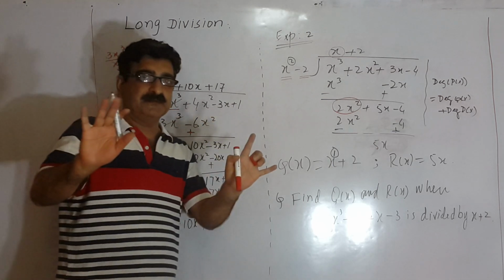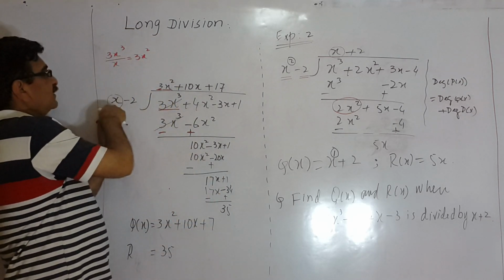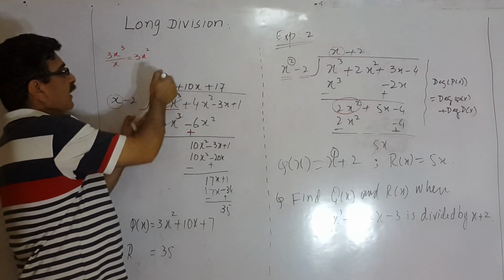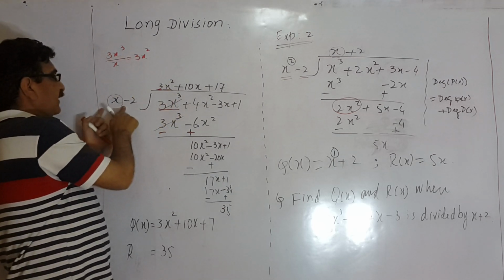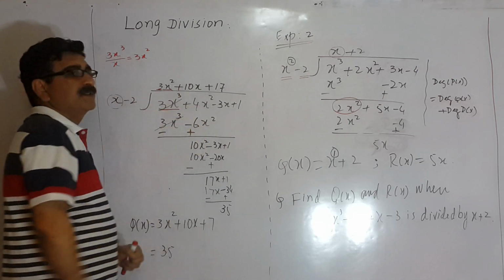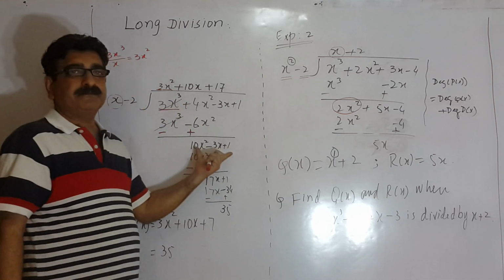I am repeating all the steps. First of all, take this, divide by the first term, we get 3x, write 3x here, and then multiply the whole factor, write the term below the similar terms, and after subtracting we get this term.